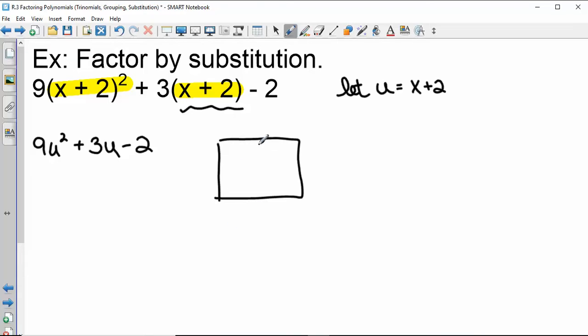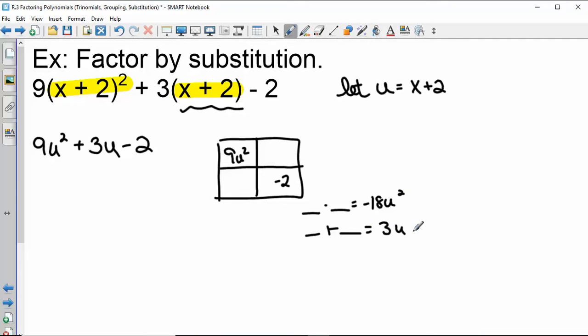Now this is a box method problem. If you multiply those, I need 2 things that multiply to a negative 18, and I need them to add to a positive 3. So that would be a positive 6 and negative 3. Then we factor each column and row. So this would be a 3u minus 1, a 3u plus 2.